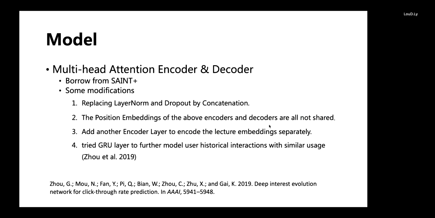The first modular is the multi-head attention encoder and decoder layer. We made the following modifications to meet our demands. The first is we replaced the layer norm and dropout by concatenation, and the second is the position embeddings of the above encoder and decoders are not shared. And thirdly, we add another encoder layer to encode the lecture embeddings separately. And finally, we tried another GRU layer to further model users' historical interactions, with similar usage in Zhou, etc.